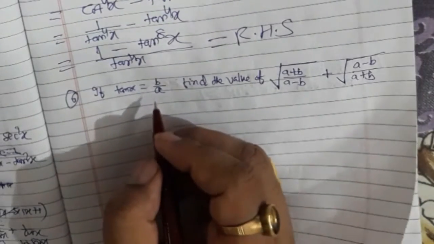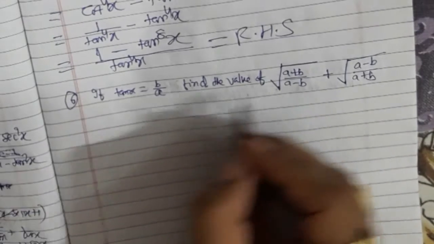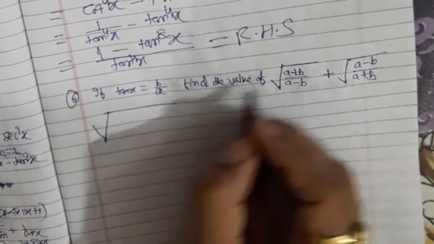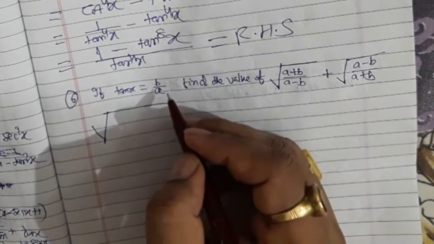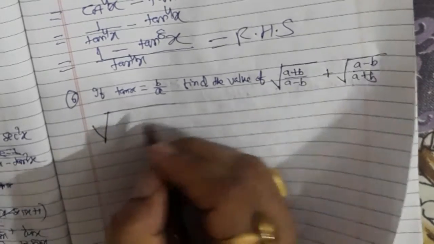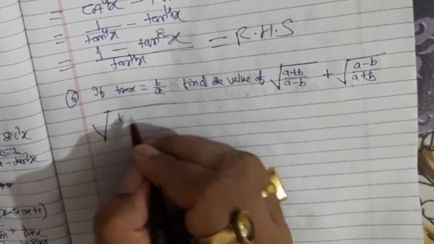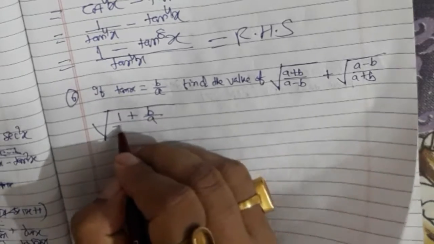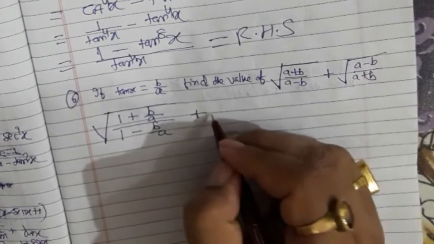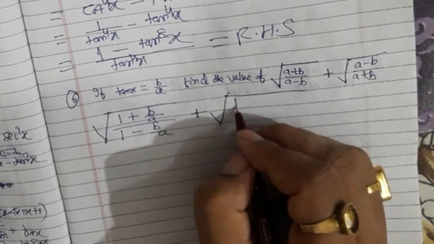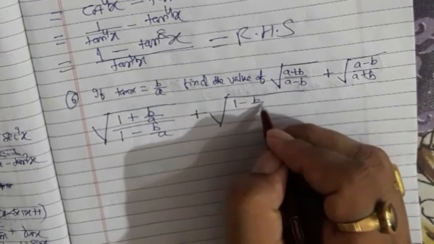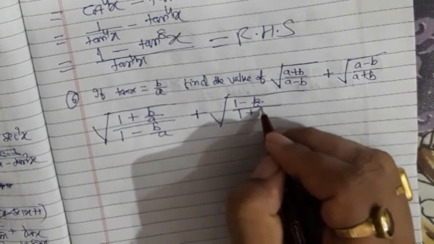So let's start with this. We can write this as root over a plus b by a minus b. Then we have to divide the numerator and denominator by a. Then what will we get? 1 plus b by a over 1 minus b by a, plus root over, again here we will divide both numerator and denominator by a. We will get 1 minus b by a over 1 plus b by a.